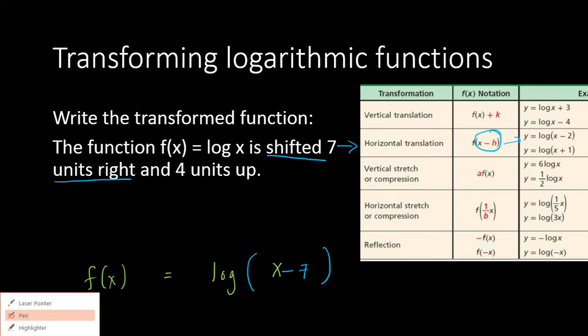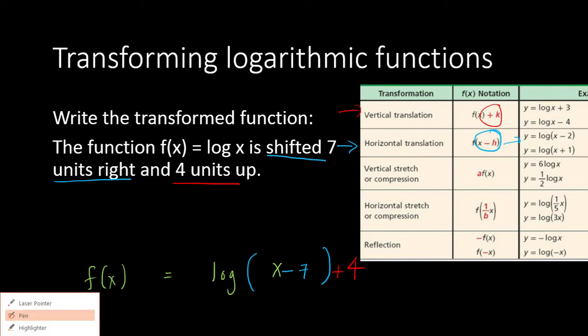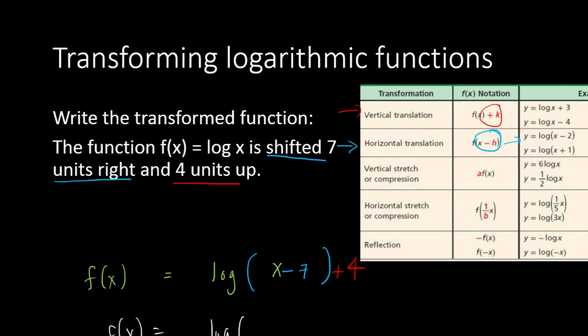I also want to shift 4 units up, and it looks like vertical translation, going up and down, happens when I add something to the function. So I'm going to add 4 onto this. So I find that my function is equal to the log of the quantity x minus 7 plus 4. This means I've gone right 7 units and up 4. Let's do another one.